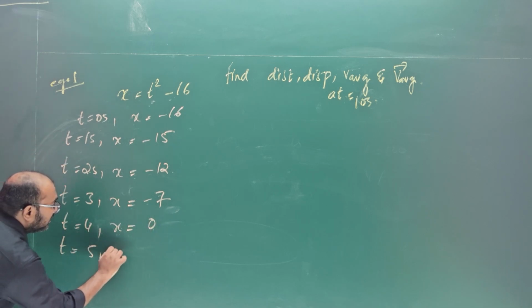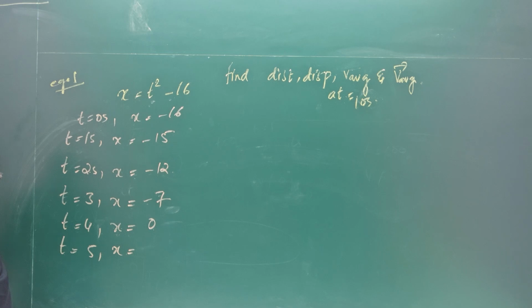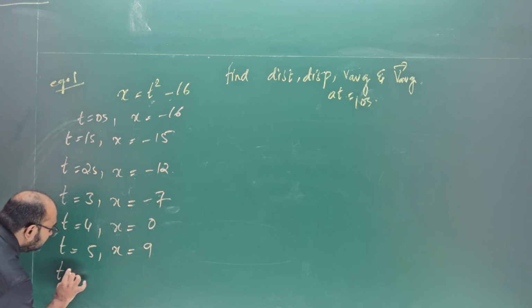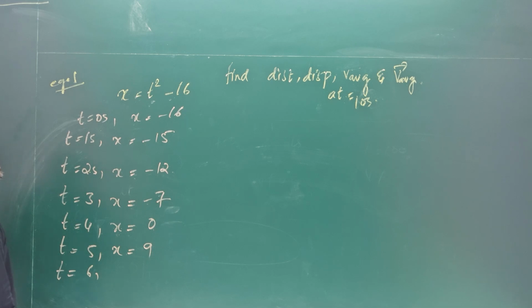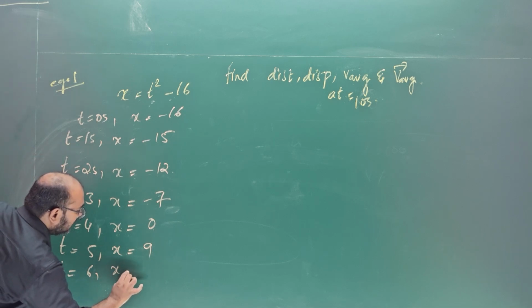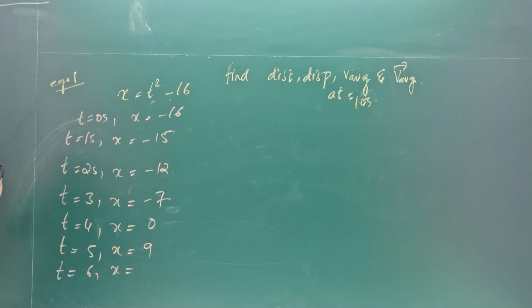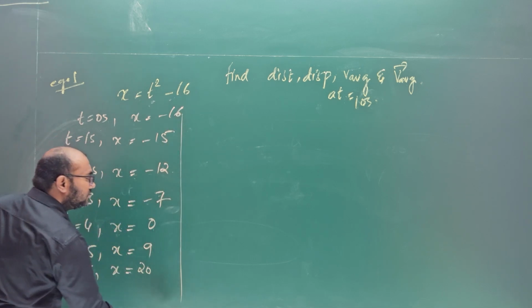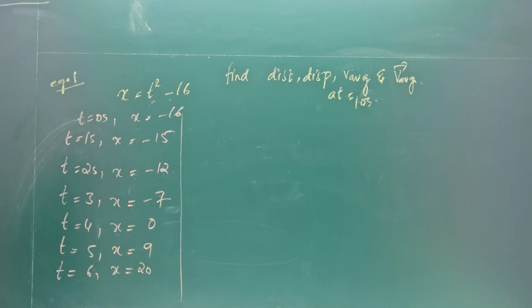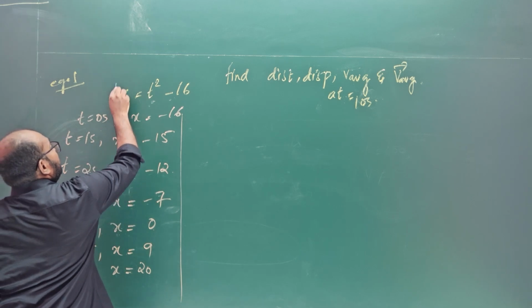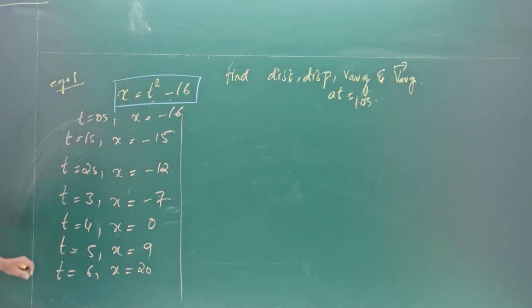At t is equals to 5, x is how much? 25 minus 16, 9. At t is equals to how much? 6. x is equals to 36 minus 16. x becomes how much? 20. Similarly, by substituting all these values in this equation, velocity is never getting 0. If velocity is never getting 0 after t is equals to 0 second, can I say that in this situation, distance and displacement both will be equal?